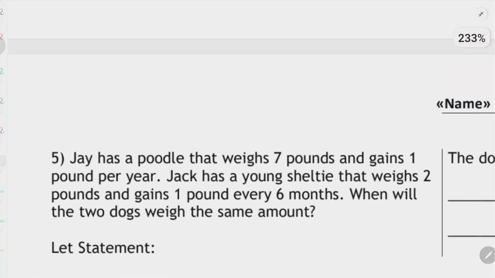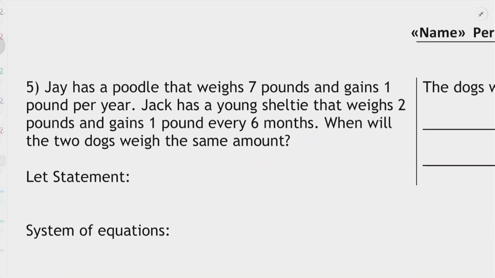I think I rewrote it here. Yes. Nope. I think your copy that you got, the wording of this changed, because I think I gave you the let statement. But let's go ahead and look at it.